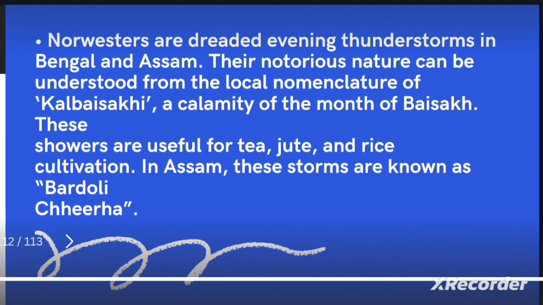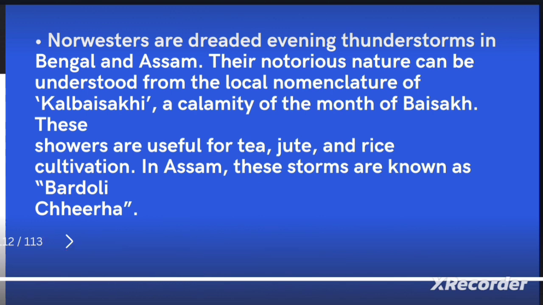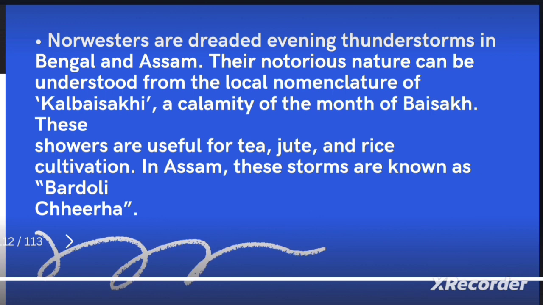Nor'westers are dreaded evening thunderstorms in Bengal and Assam. Their notorious nature can be understood from the local nomenclature of Kalbaisakhi, calamity of the month of Baisakh. These showers are useful for tea, jute, and rice cultivation. In Assam, these storms are known as Bardoli Chheerha.